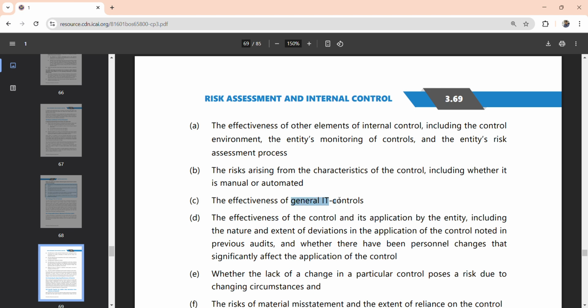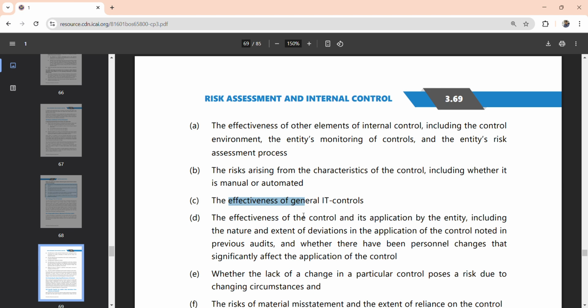Effectiveness of general IT controls. Next is effectiveness of other elements of internal control, including the control environment, the entity's monitoring of controls, and the entity's risk assessment process. Next is the effectiveness of the control and its application by the entity, including the nature and extent of deviations in the application of control noted in the previous audits. So this is the first effectiveness, that is nothing but general IT controls. Then the effectiveness of the other elements of internal control, and next is effectiveness of the control and its application by the entity, including the nature and extent of deviations already noted.